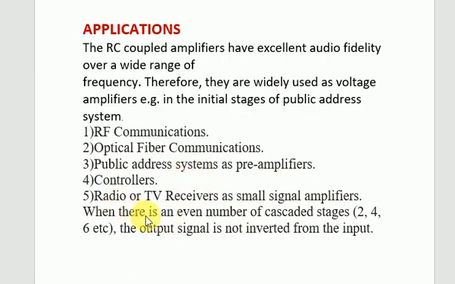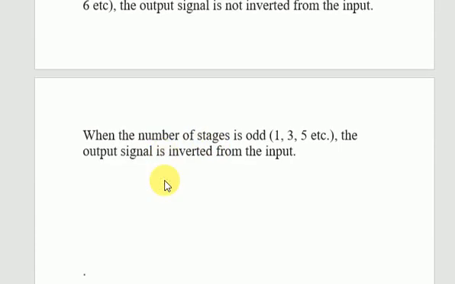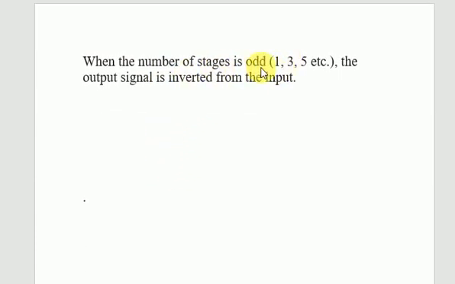As we have cascaded two stages in our amplifier, and we have seen that the input and output are in the same phase, we get the amplified signal of what we have given at the input and with the same phase as the input. But when we use an odd number of stages, that is 1, 3, 5, etc., the output signal is 180 degrees out of phase with the input signal and is inverted from the input. So these are some of the applications of the RC coupled amplifier.